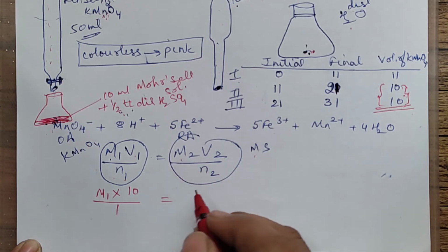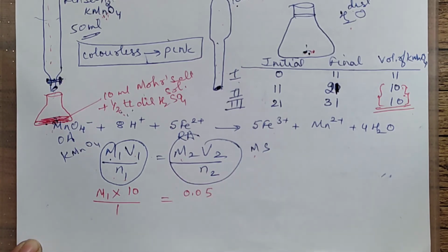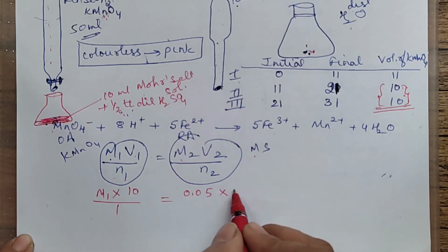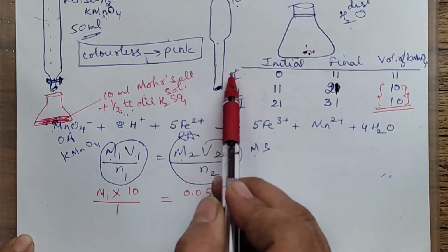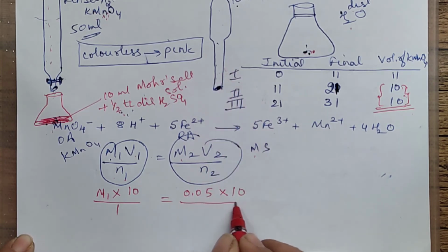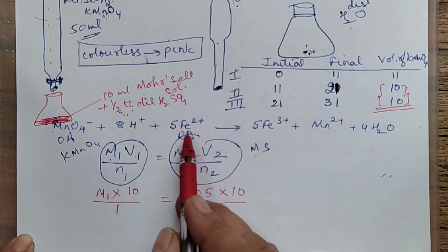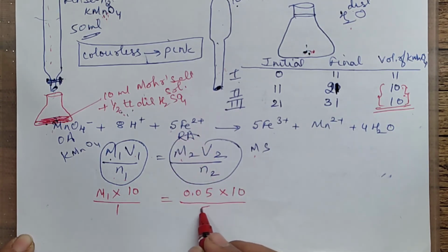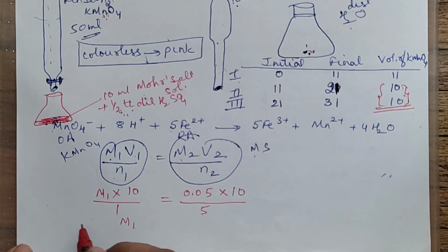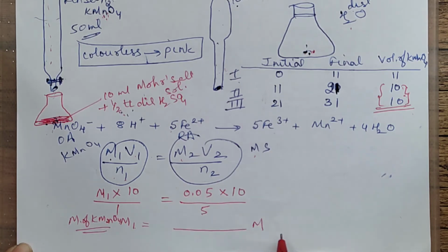Molarity of Mohr salt, it was given in the question, 0.05. 0.05 molarity was given in the question. You prepare 0.05 molar Mohr salt solution. Volume of Mohr salt is 10 ml every time we are using with the help of the pipette. Divided by what is the number of moles of Mohr salt. In the balanced equation you are getting 5 for Mohr salt. So 5. You will solve this. Calculate this M1 value. This M1 is what? It is the molarity of the given KMnO4 solution. That was our question, calculate the molarity. Whatever answer you get, this much molarity is the molarity of the given KMnO4 solution.